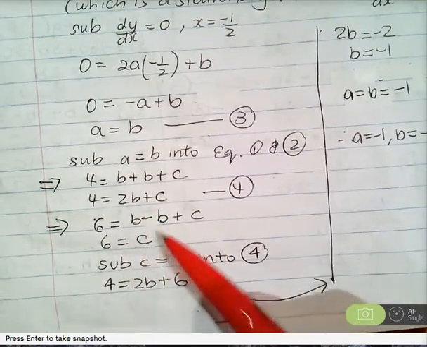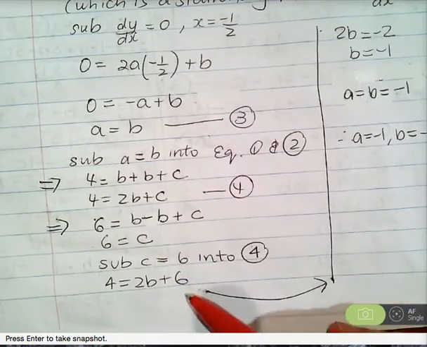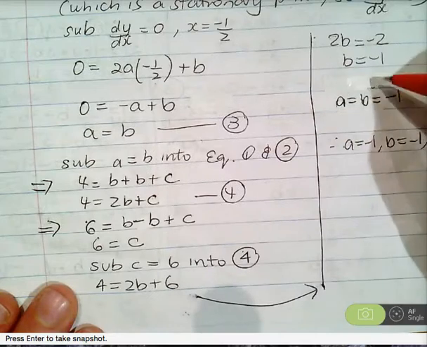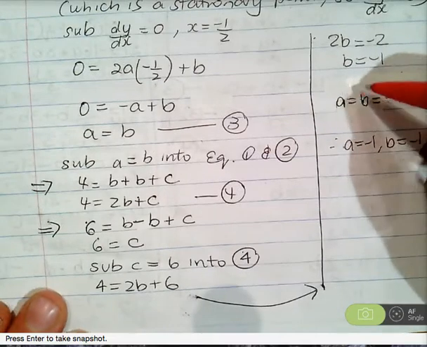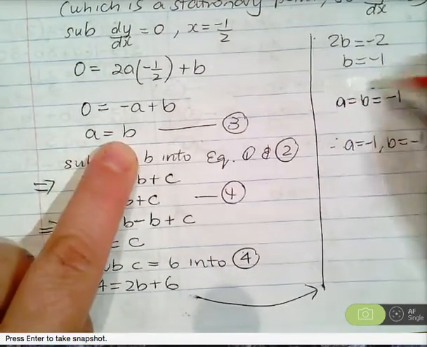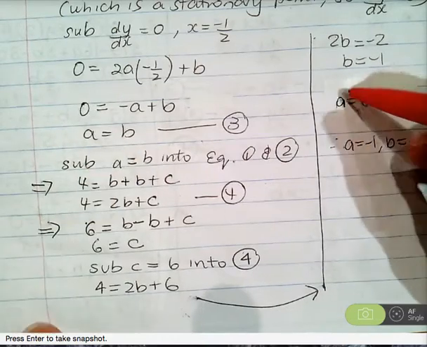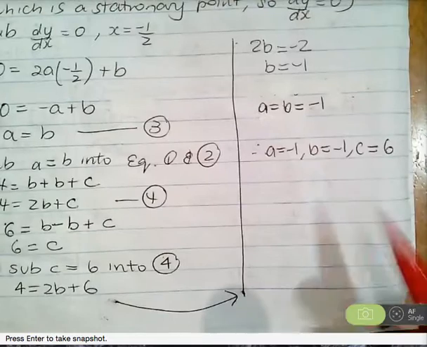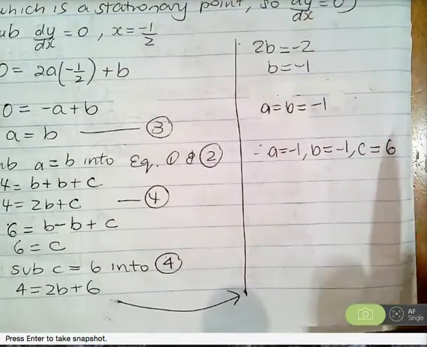Then we can just substitute c equals 6 into this equation up here and work out b. And then, because we know that a is equal to b from up here, and b is negative 1, a equals b, which is negative 1. And so therefore we have all the solutions there for a, b, and c.